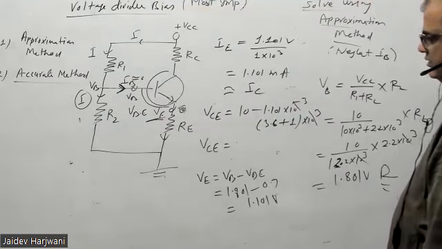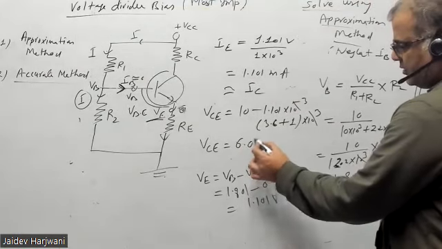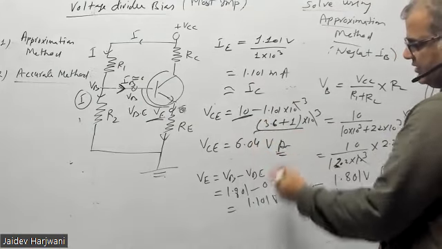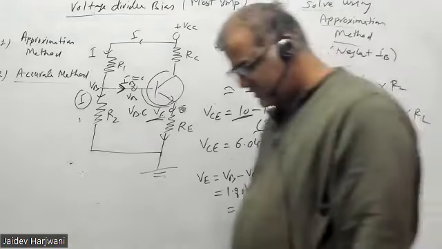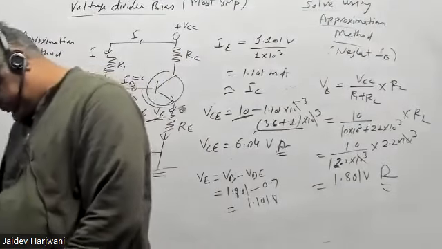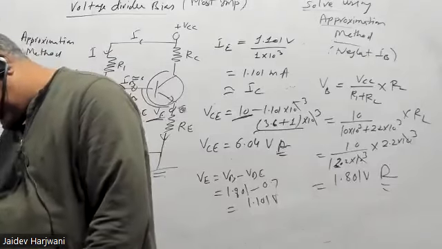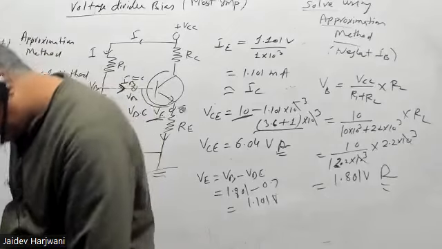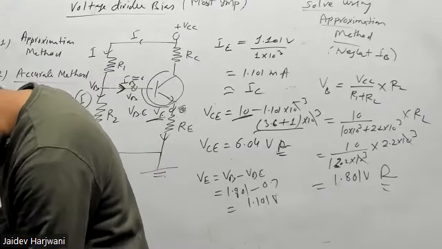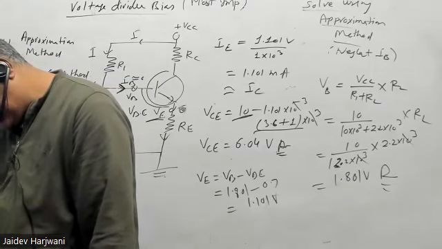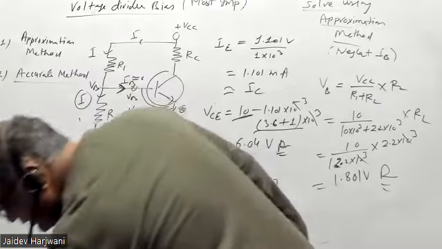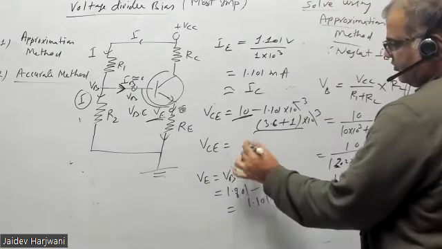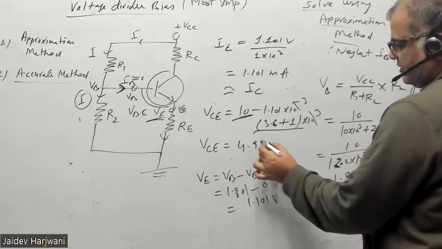VCE is 6.04. Yes sir. Subtracting from this, something 4 point something will come. I have 6.04 as the answer. No, check, VC is 4.94, whatever, 4.9 volt. This is the answer.